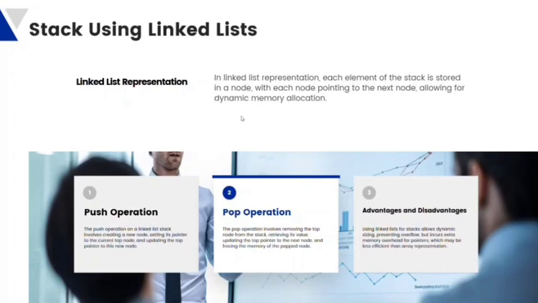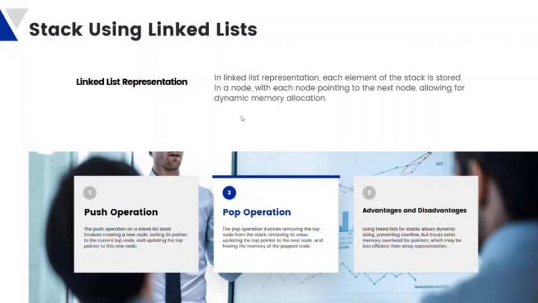Stack using linked list. We generally know that a linked list node contains two parts, two fields. The first field contains the data part, and the second field contains the address of the next node. In the same way here, each element of the stack is stored in a node, with each node pointing to the next node, allowing for dynamic memory allocation.